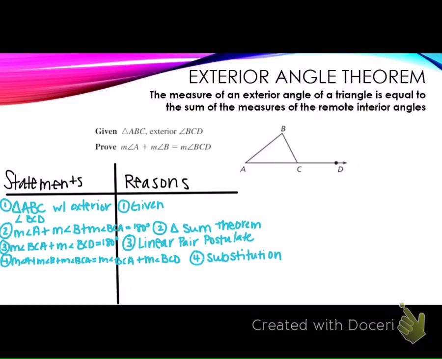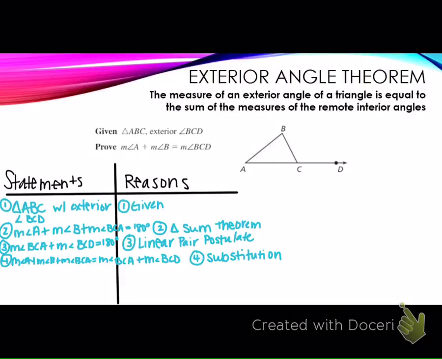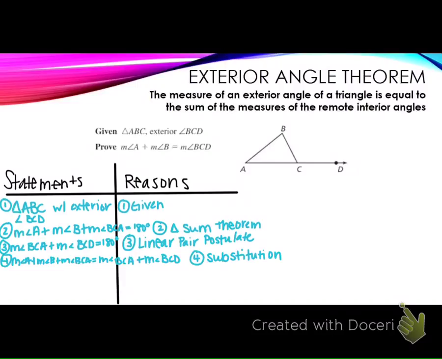All right. What do you guys notice is the same on both sides? What do you guys notice is the same on both sides? So what can we do with BCA, Abby? We can subtract BCA on both sides, which will cancel that out, which will give us the measure of angle A plus the measure of angle B equals the measure of angle BCD. Is that what we want our proof statement to be? So we will be done once we do that. So we just subtract it on both sides.